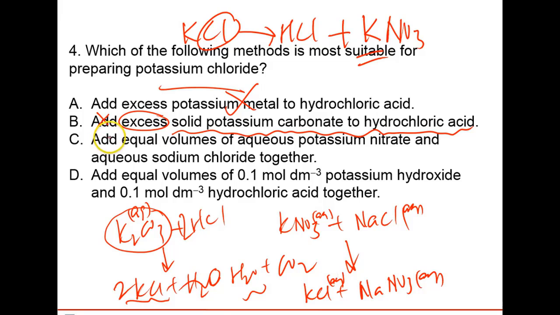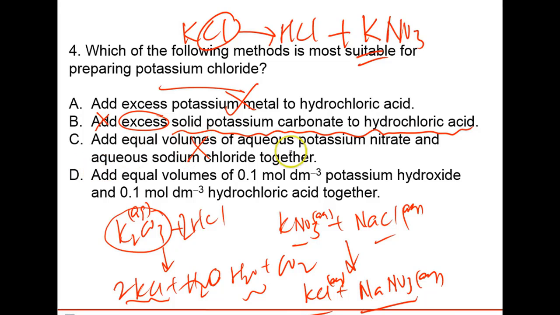So if I add equal volumes of this and this, let's assume the equal volumes contain 1 mole and 1 mole of this one. But this is not the case, because the volumes would not be the same unless the concentrations are different. So for this question's sake, let's assume that the volumes completely react with each other. So we have KCl and NaNO3. So how do we separate KCl out when there's NaNO3 inside, which is also an aqueous salt? They are both mixed together. There's no way we can get KCl out, or there's no way we can get NaNO3 out. So this method is wrong.